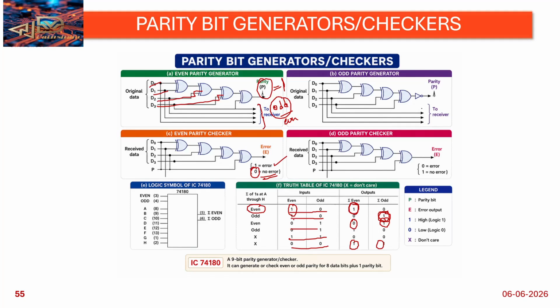And then 1 0 means, for even parity and odd parity, you are checking that the sum of ones will be 1. For the odd parity, we need to add 1 value. Okay, that is the condition.